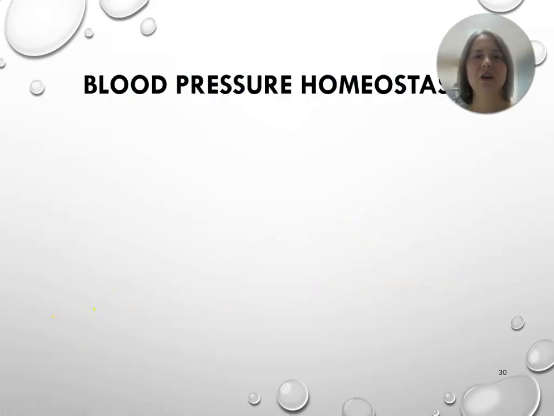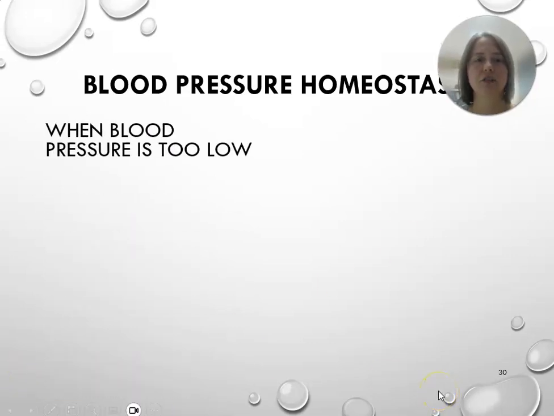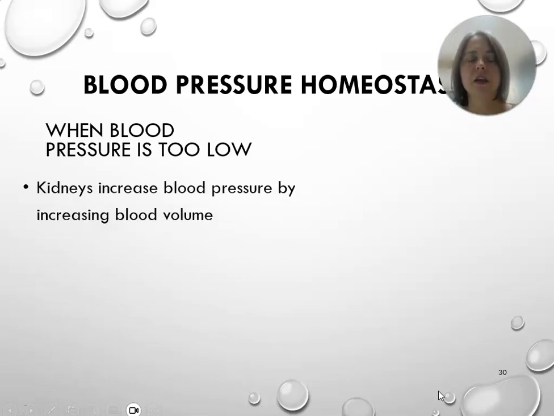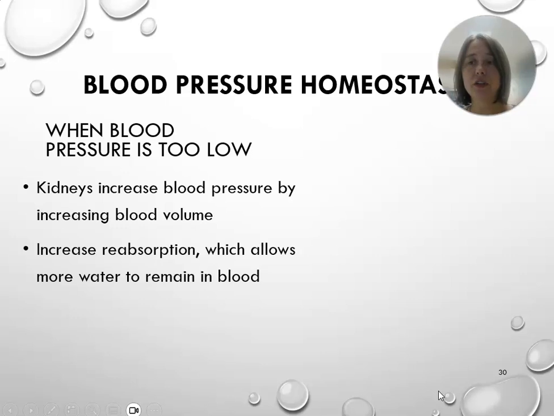So the kidneys also help with blood pressure homeostasis. We got to keep our blood pressure at the right pressure. If your blood pressure is too low, we don't want that to happen, because then you might pass out or you're not getting enough oxygen to all the parts of your body. We want to increase blood volume. So more volume will have more pressure. If we want more volume, we need to have more water. So we're going to increase reabsorption, and more water stays in the blood. So if more water is staying in the blood, you have less urine, it's more concentrated.